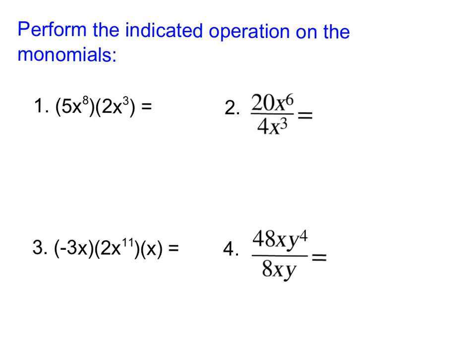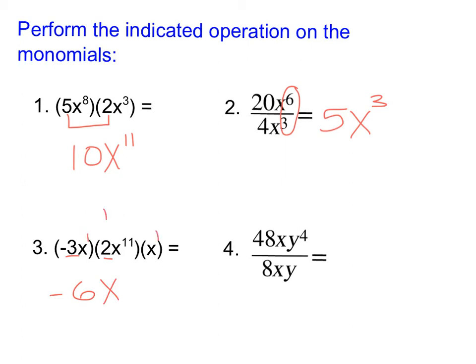All right, so remember when we multiply, we multiply the coefficients. 5 times 2 is 10, and we add our exponents. Number 2, we're dividing. 20 divided by 4 is 5. And we subtract, right? So that's x to the third. Number 3, a little harder because there's 3 of them. Negative 3 times 2 is negative 6. x. Don't forget that a plain x has a 1. So it's 1 plus 11 plus 1, which is 13.